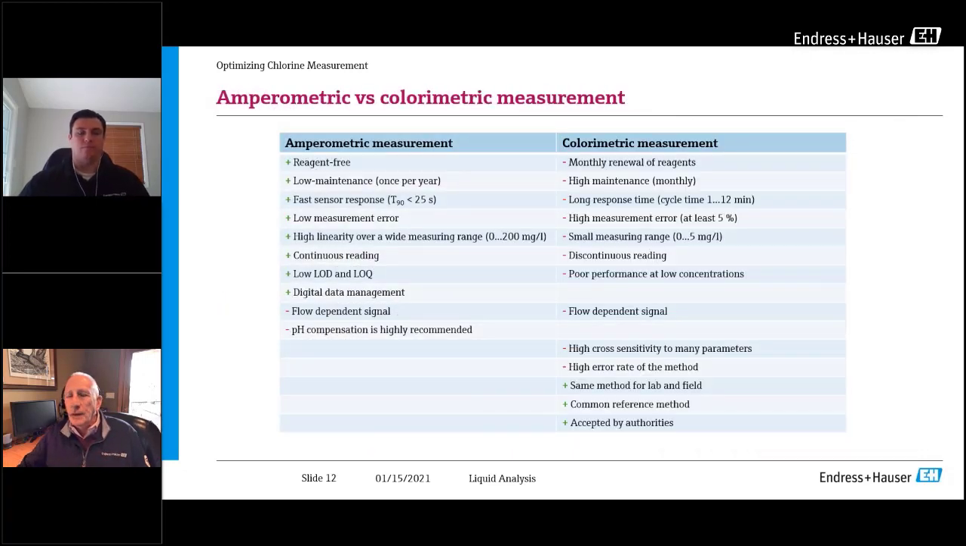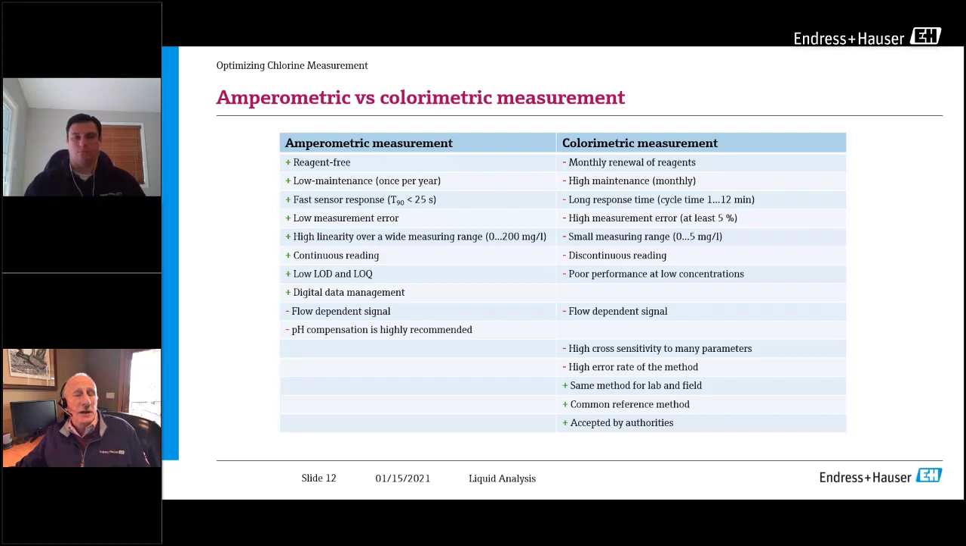So as I said, the EPA method will allow for the use of either amperometric or colorimetric methods of analysis. And each analysis method has its pluses and minuses. One of the reasons that amperometric measurement is becoming so popular, the number one reason, is it's reagent free. Colorimetric or DPD methodologies require the use of chemicals or reagents. They have to be mixed with the sample and will produce a color. And that color is measured and correlated back to the chlorine concentration. Well, with an amperometric sensor system, you use no reagents. It's a direct sensor measurement of the chlorine level.